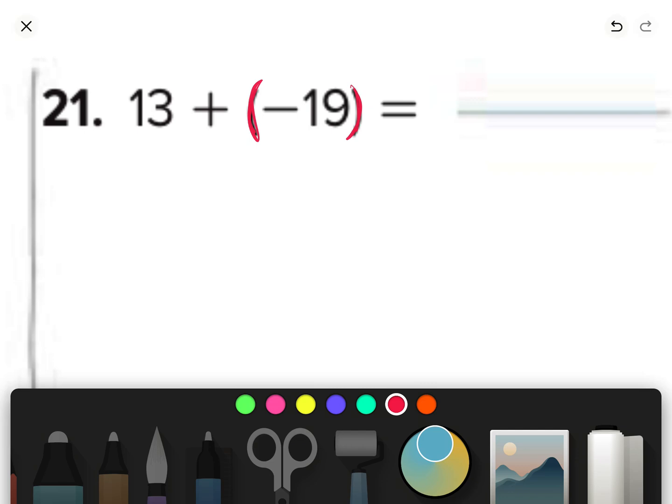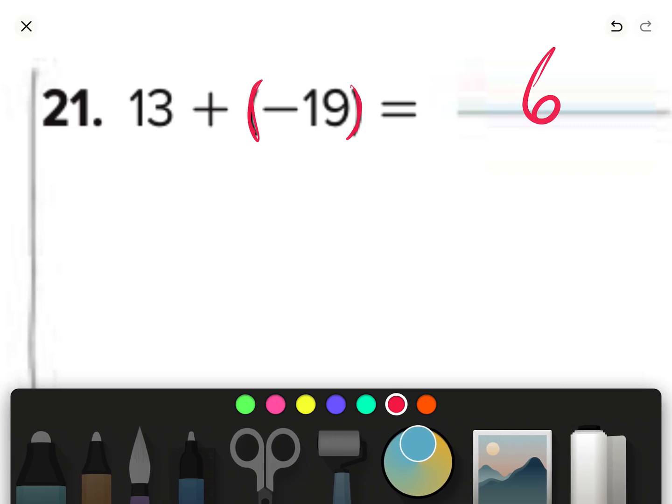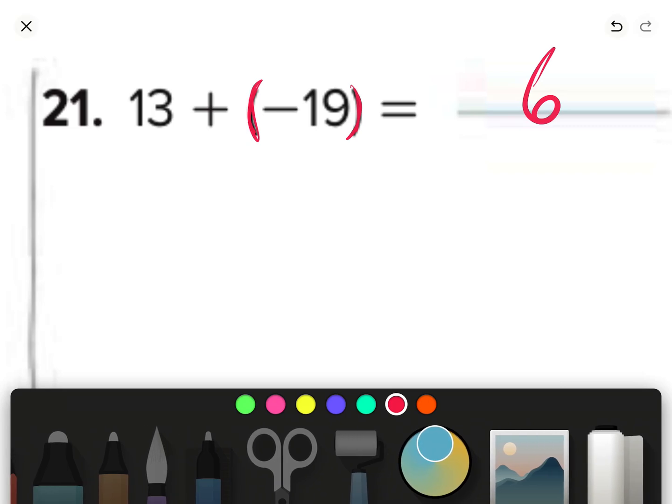So I got 13 plus -19. Follow my rules. Different signs, you subtract. 19 minus 13 is 6. We keep the larger. Let's see what's bigger, 13 or 19. 19 is bigger, and since it's negative, our answer is -6. Okay.